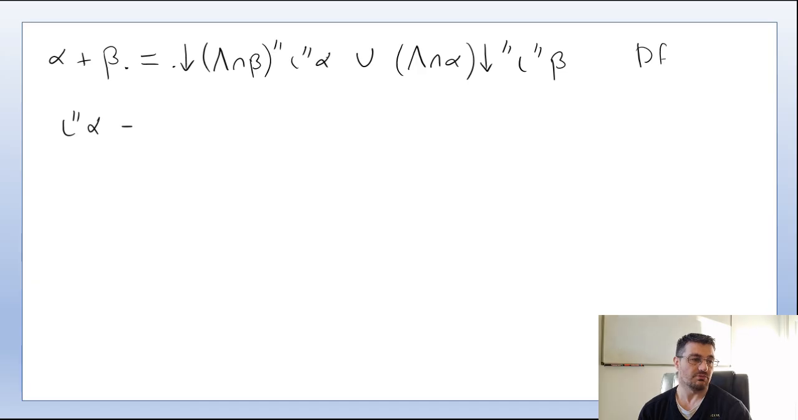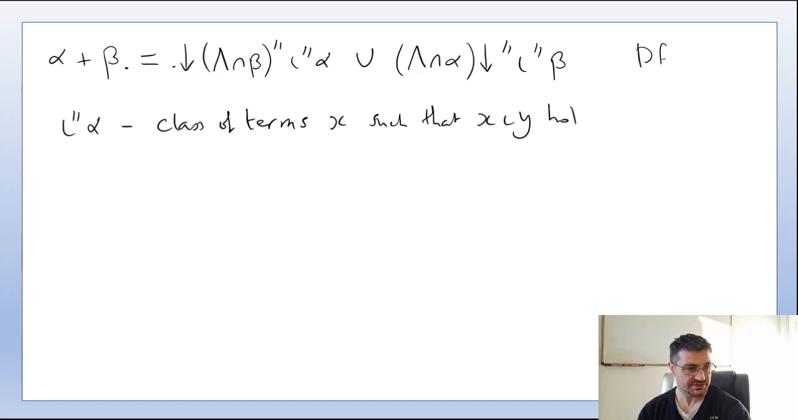So what is this? How can I start to understand, this is a class, by the way. How can I start to understand what is in this class? So this is the class of terms, what shall I use? X, such that x iota y holds for some y in the class alpha. Okay, so this is introduced in chapter 37.